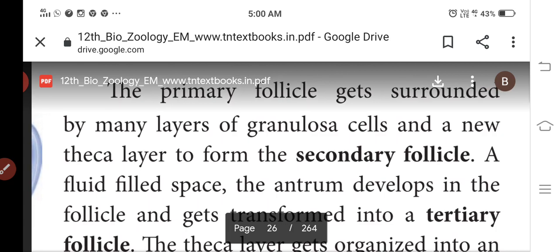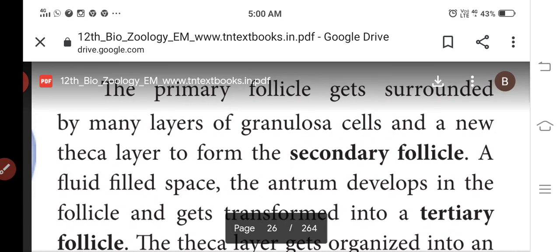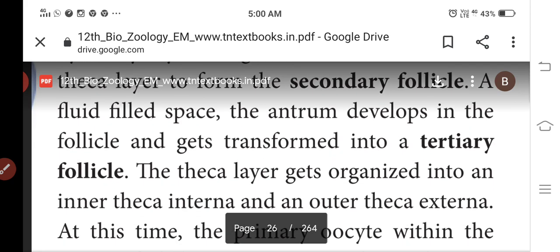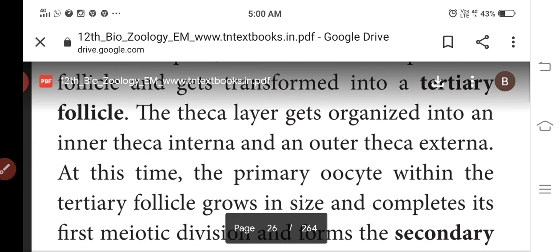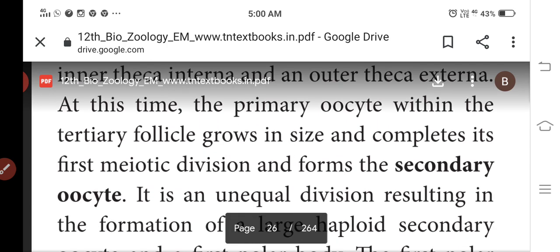Next, the primary follicles get surrounded by many layers. Likewise, primary, secondary, tertiary, a large number of layers surround the follicles. The secondary follicle can develop into the tertiary follicles. The theca layer has an internal and outer theca.